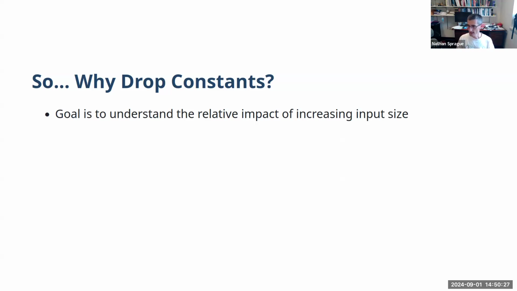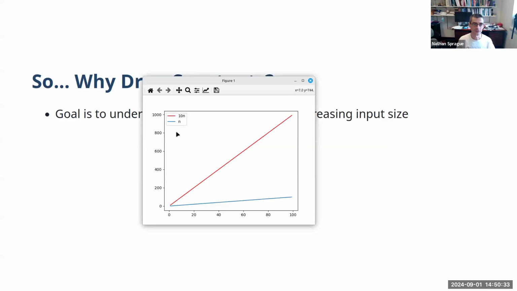So if I have a linear time algorithm or two linear time algorithms, 10n and n, for example, and I ask the question, what happens when I double the input size or when I increase the input size by a factor of 10? In some sense, the answer is the same for both of them.